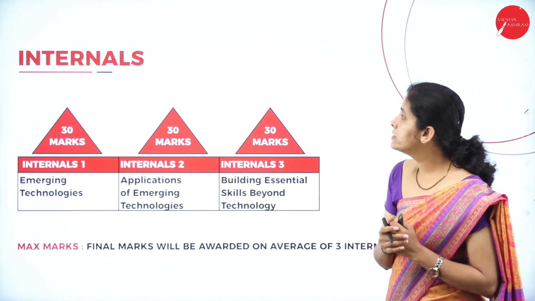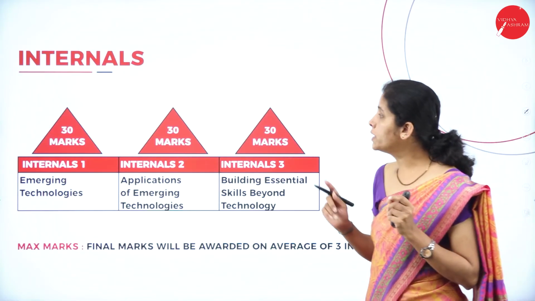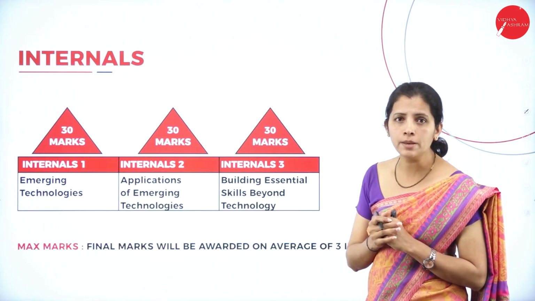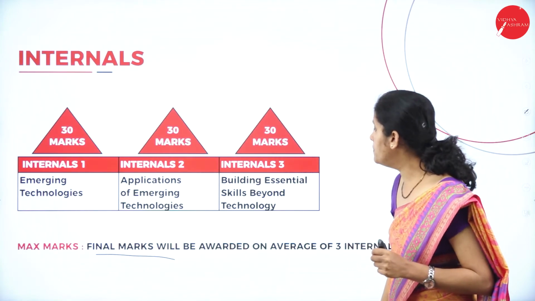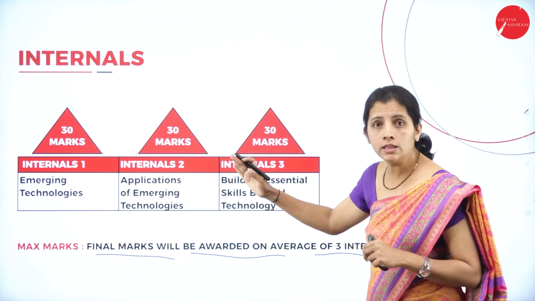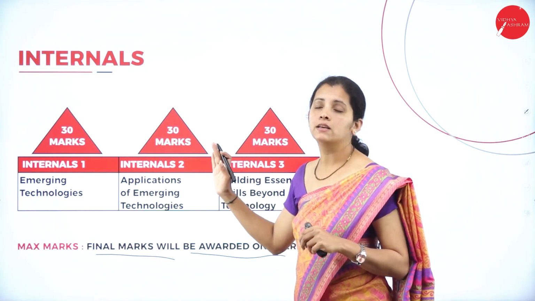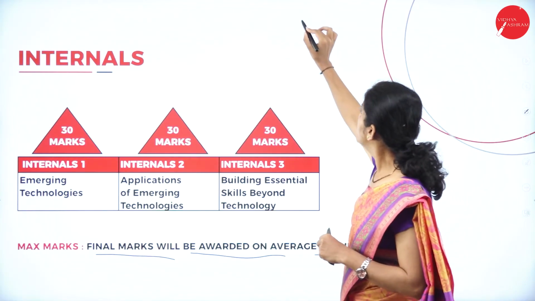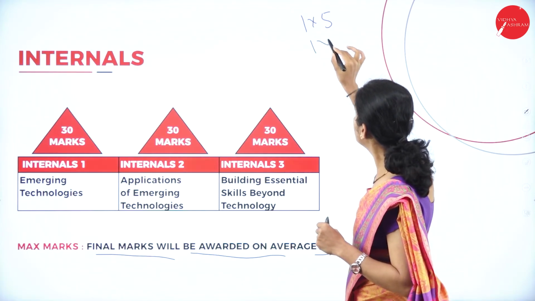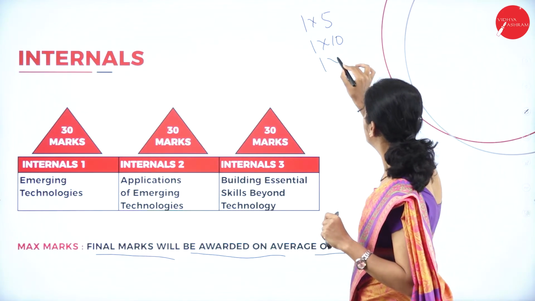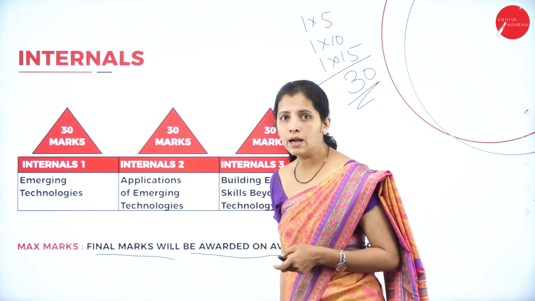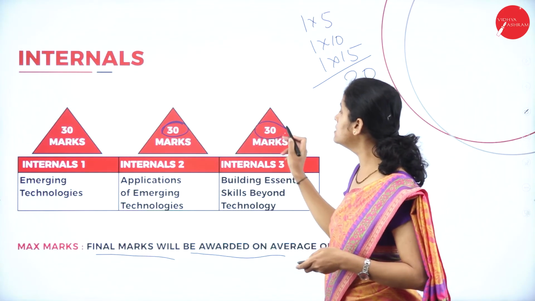Moving further, I'm going to explain the internal pattern. So dear student, please make a note here. We are going to conduct 3 internals and each internal carries 30 marks. And the final marks will be awarded on the average of the 3 internals. So it is compulsory for all the students to attend all 3 internals, and the internal question paper pattern is: you're going to have one 5-mark question, then one 10-mark question, and one 15-mark question, and this is for 30 marks. So the first internal is for 30 marks, the second internal is 30 marks, and the third internal is 30 marks.